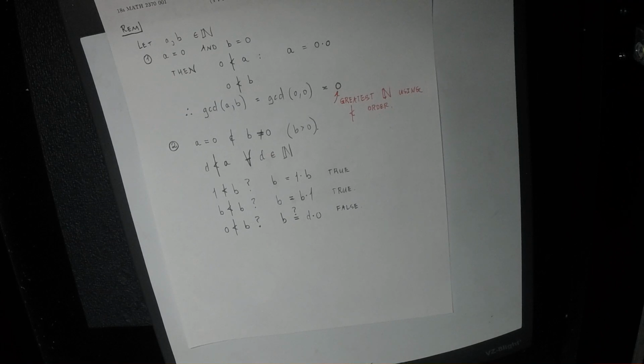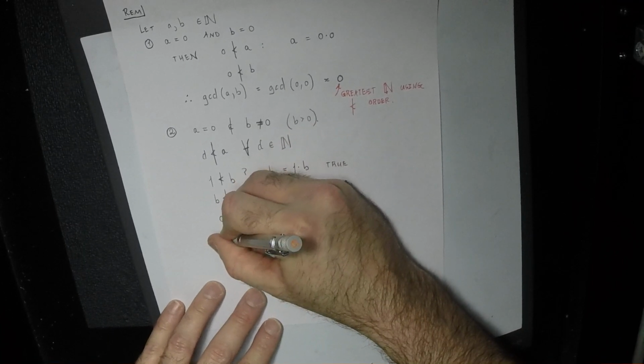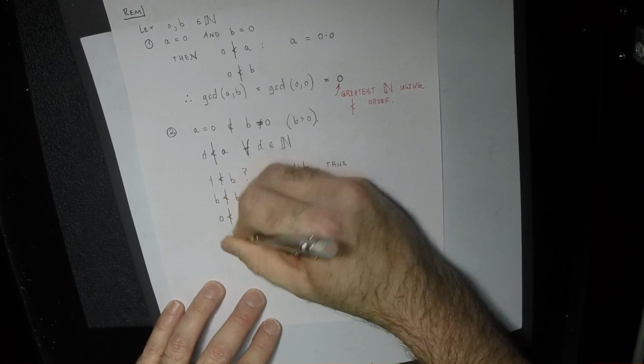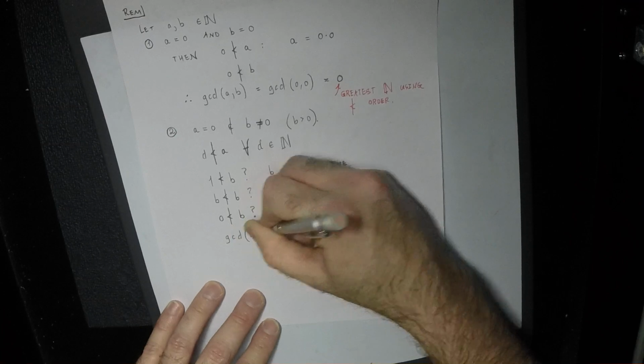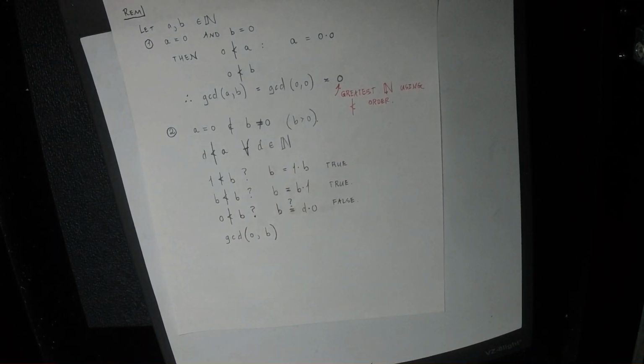All right. So now here's the question. Using this information, I claim that you can tell me what the greatest common divisor of 0 and B is. What's the greatest common divisor of 0 and B? It won't be 1. It's going to be B.